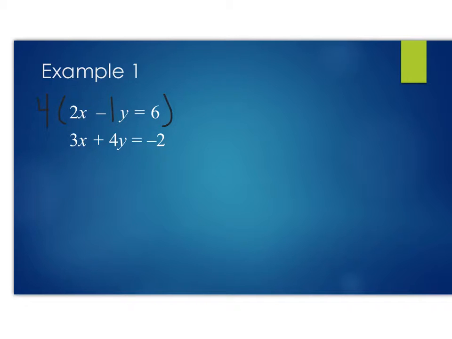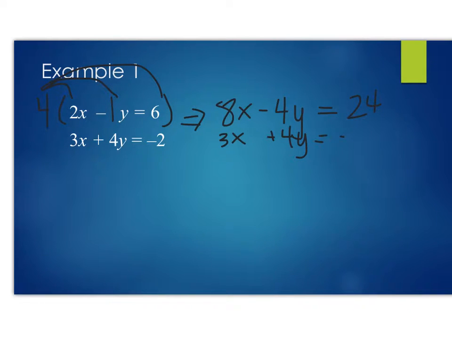The key part here: every single term has to get multiplied by 4. So I'm going to do 4 times 2x, and I'll get 8x. 4 times -1y is -4y. And then don't forget about this last number. 4 times 6 is 24. The other equation, I'm just going to recopy right here. I'm not changing anything. 3x plus 4y equals -2. If we did this correctly, then we should be able to change this to an addition problem, and one of the variables will cancel out.